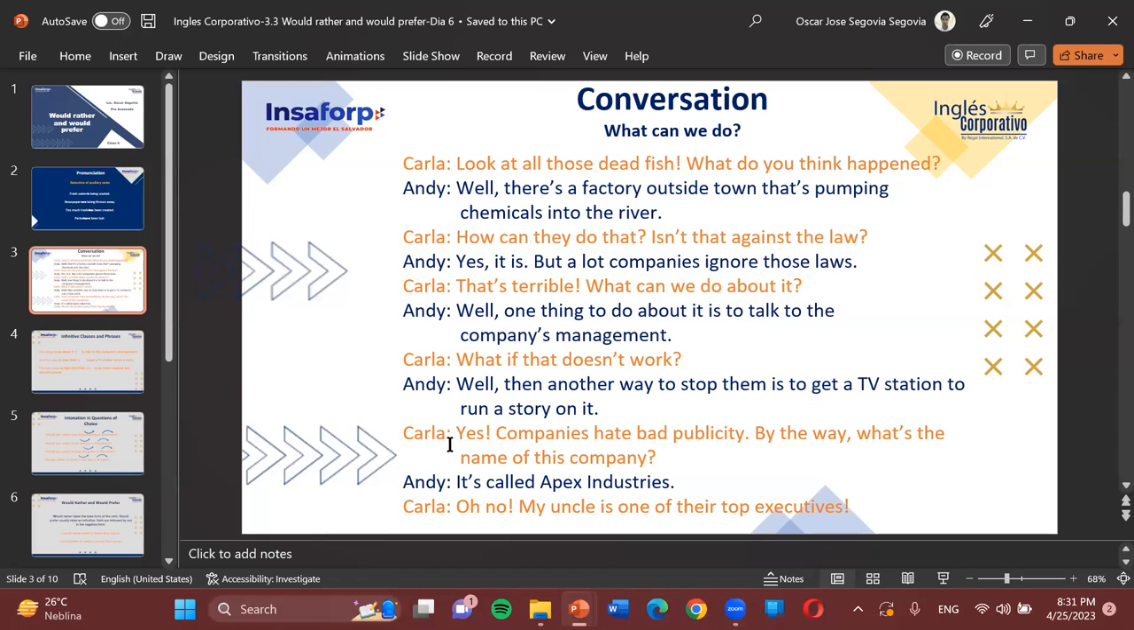Then we have the finish of the conversation. Yes, companies hate bad publicity. She says, by the way, once again, this phrase was in a previous conversation. And when we use it, when we say by the way, is when we're going to add something that is not necessarily following the same line of conversation. Importante que recordemos eso. Cuando decimos by the way, normalmente estamos cambiando un poco el sentido, ¿verdad?, de la conversación. Utilizamos by the way cuando vamos a hablar acerca de algo que desvía un poco la idea de la conversación.